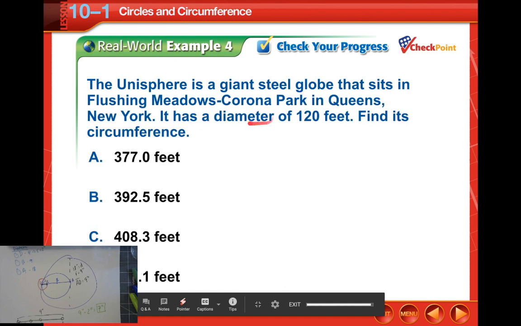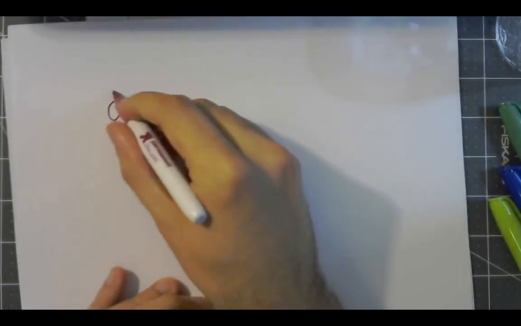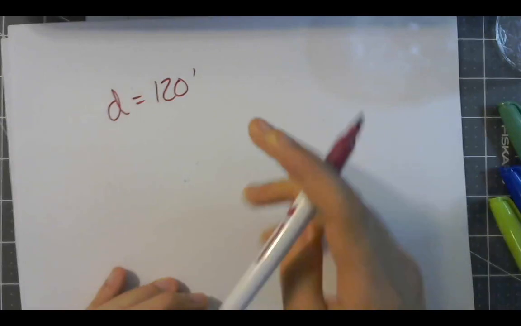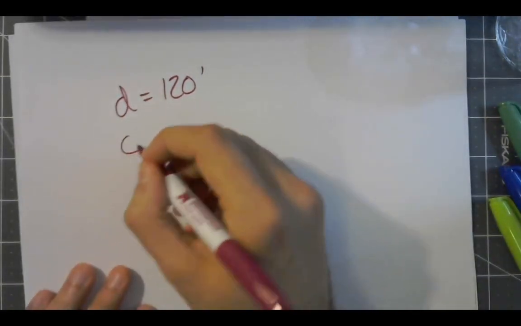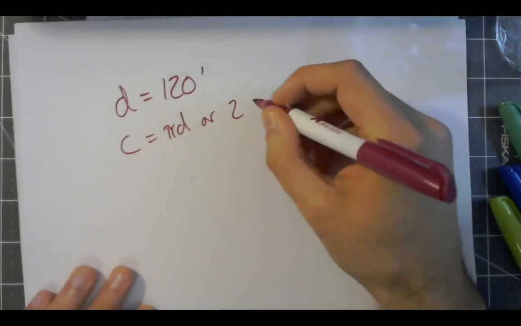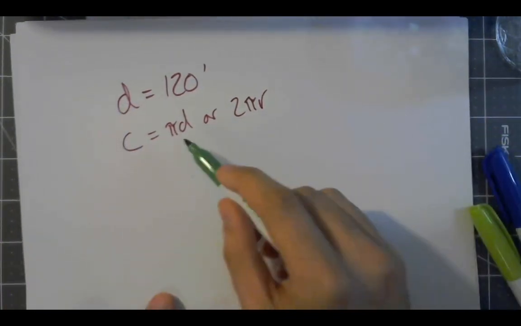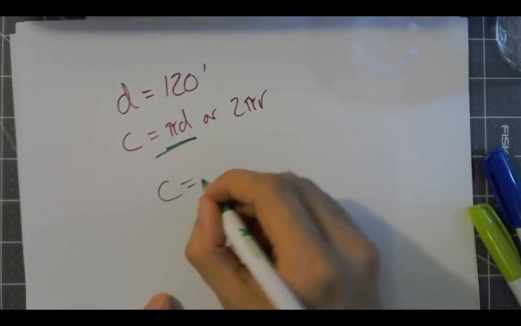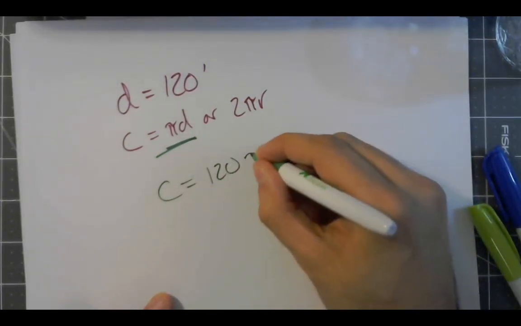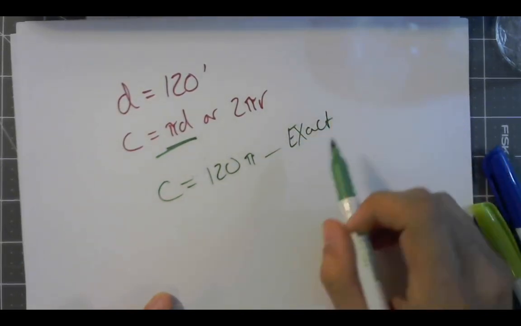We have something like this. It has a diameter of 120 feet. Find the circumference. I'll do this one on the little paper. We have a diameter of 120 feet. And we know our circumference equals pi d or 2 pi r. Well, which one am I going to use? Well, I'm given the diameter. That is the full length, so I want this one. My circumference, to be perfectly accurate, is 120 pi. That is an exact answer, and most times that's the one I'm looking for.